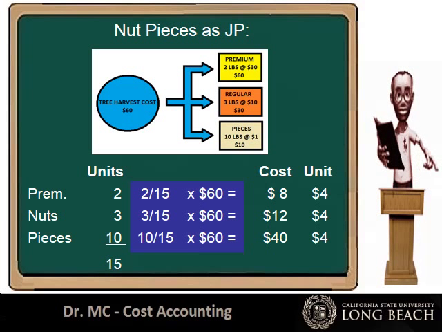The firm would finally divide the nut pieces 10 pounds by the 15 total pounds and then multiply that fraction by the $60 of joint costs in order to calculate that the nut pieces should be allocated $40 of the joint costs. This works out to be $4 a pound. As you can see, the physical units method produces the same cost per pound for all of the products.